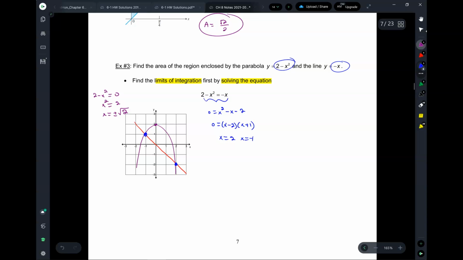So this is the region I'm integrating. The rectangles are here, each of the rectangles are these. My area then is the integral from negative 1 to 2 of the upper function, 2 minus x squared, minus negative x, dx. When you plug that into your calculator or integrate by hand, you're going to get 9 over 2.